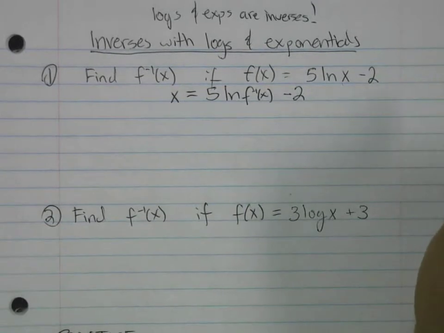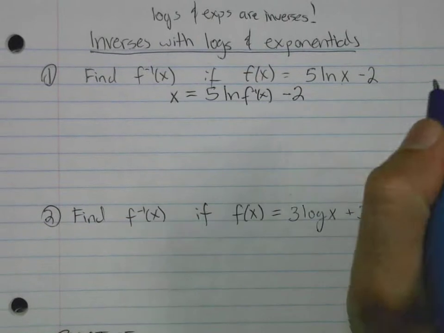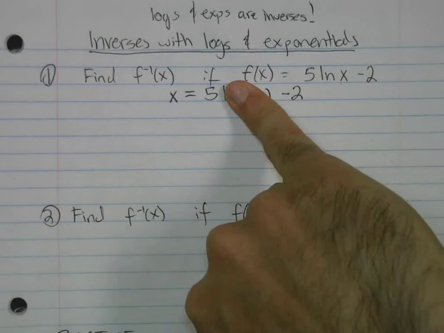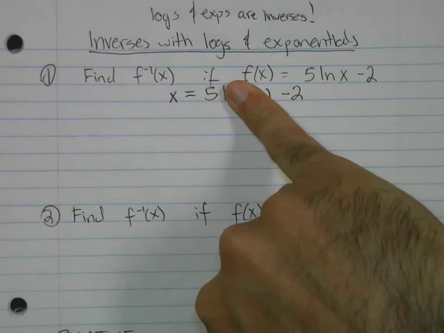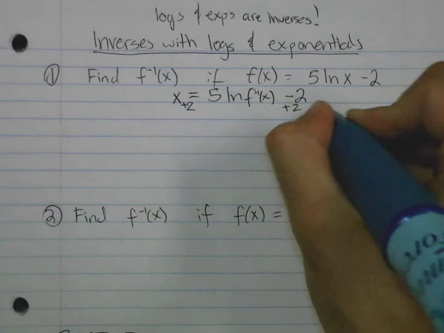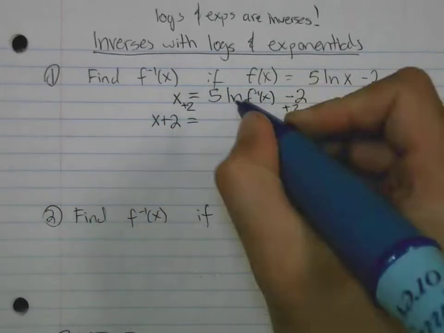Now, we know that I have to get f inverse by itself. So look at this problem. Pretend like this just said a here. What would you do? Exactly right. I just add 2 to both sides. 2 plus 2. And I get, in my next step, x plus 2 equals 5 times natural log of f inverse of x.